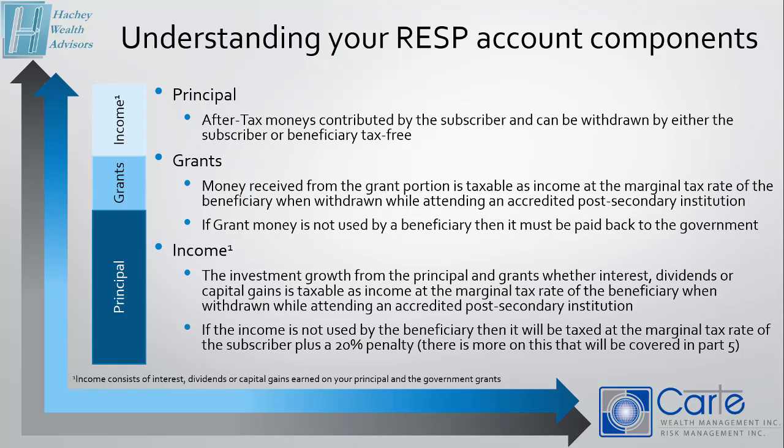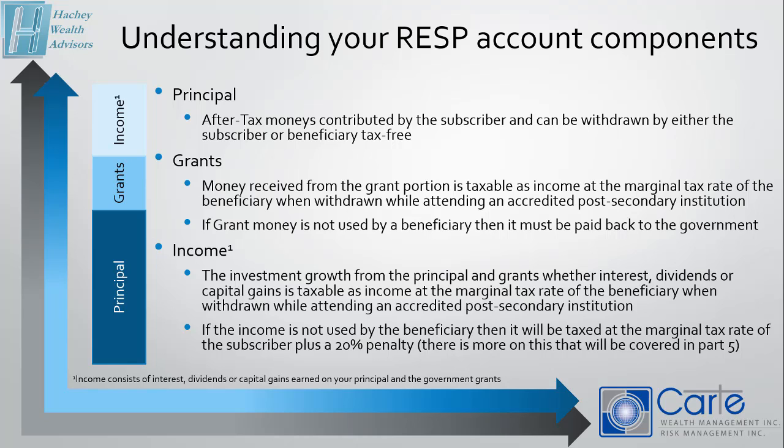Before we get into withdrawing from the RESP account, let's look at what the main components of an RESP are. Starting from the bottom, we have the principal. Now, if you recall, this is after-tax money you invested. And since it was after-tax money that you put in, this money can be withdrawn without taxes being applied.